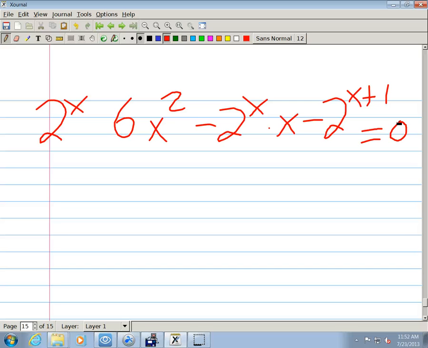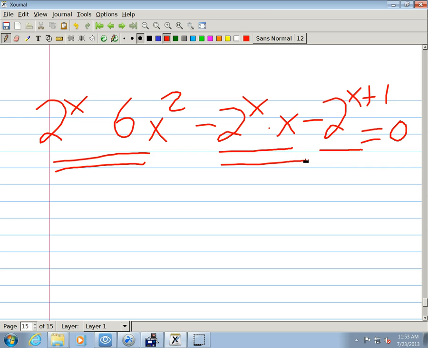Any idea how you would find all the real roots of x for that function? Any ideas? You see any common pattern here? What keeps on repeating? In this term, in this term, and this term, they all have 2 to the x in there somewhere. The first term has 2 to the x. The second term has 2 to the x. The third term doesn't have 2 to the x. It has 2 to the x plus 1.